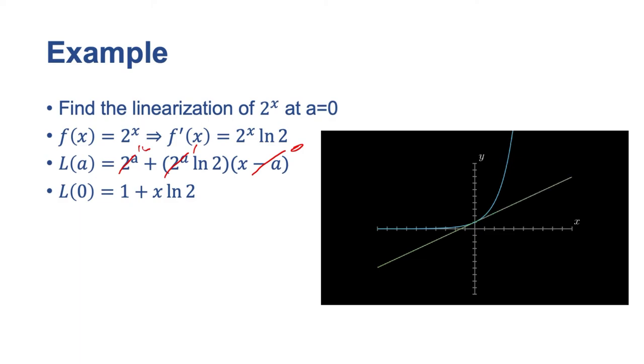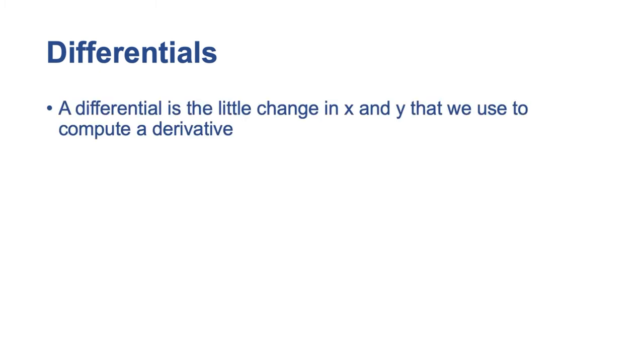Alright, so now what we are going to do is we're going to switch gears and we're going to start talking about differentials. Alright, so a differential is really what we've been relying on for calculus. It's that infinitesimally small distance that allows us to get the exact slope of a line at a point on a curve. Alright, so let's talk about the differential. So the differential is that little change in x and y that we've been using to compute the derivative.